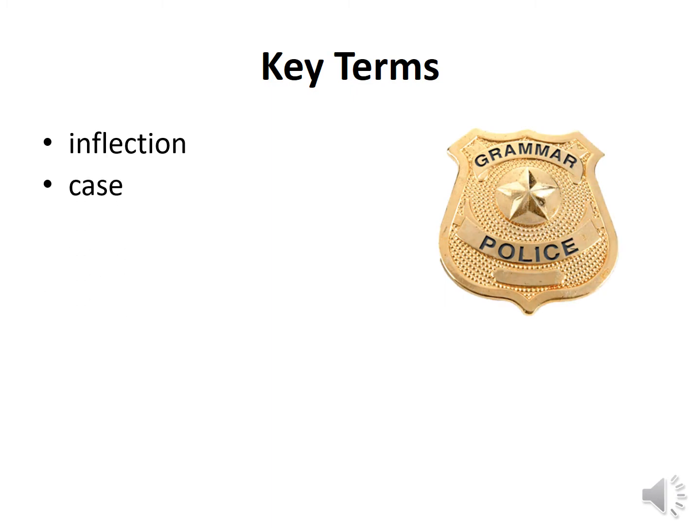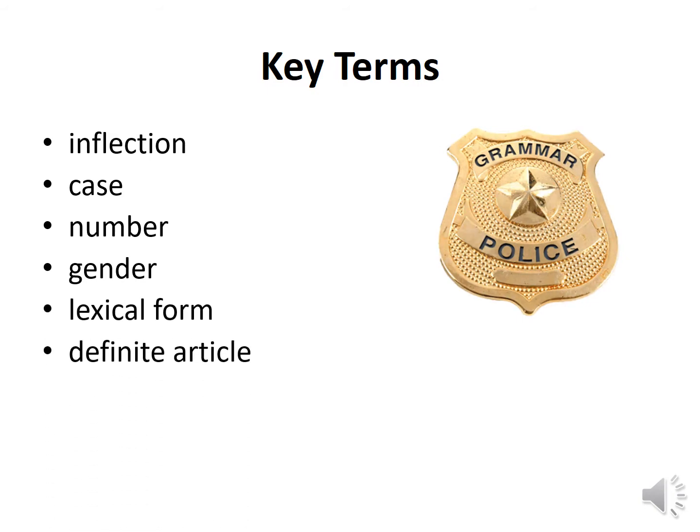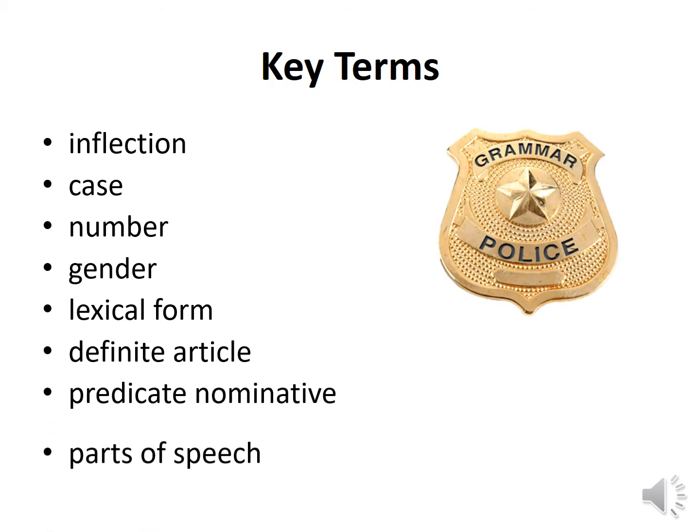Case: how many cases are there in Greek? Well, we use the five-case system. Number: singular or plural. Three genders: masculine, feminine, neuter. The lexical form is the dictionary form. There is no indefinite article in Greek. The definite article is ho, hē, to. Predicate nominative, parts of speech. Again, move through that if you don't remember it. Look back in your notes, but you need to continue to be familiar with these because they'll continue to come.